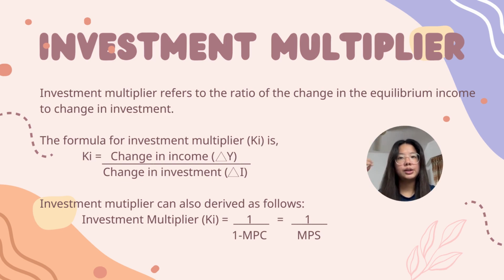So now I would like to introduce the investment multiplier. Investment multiplier refers to the ratio of the change in the equilibrium income to the change in investment. The formula of investment multiplier is KI equals change in income over change in investment. So investment multiplier can also be derived as follows: KI equals 1 over 1 minus MPC, or 1 over MPS.